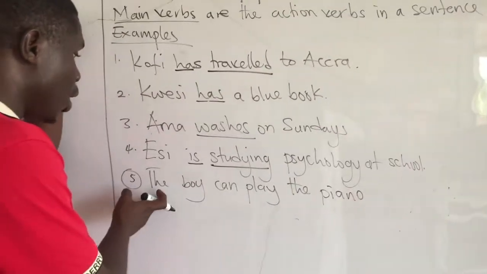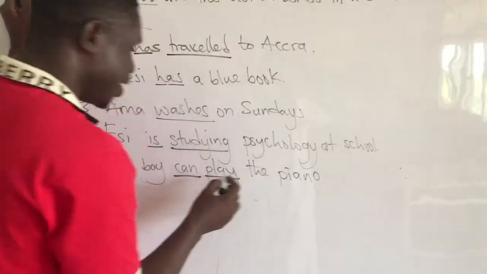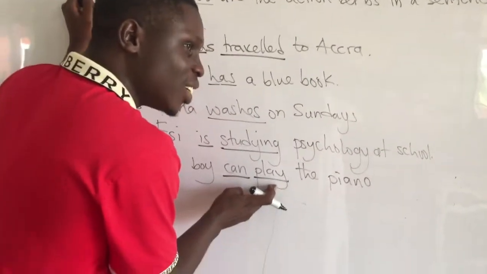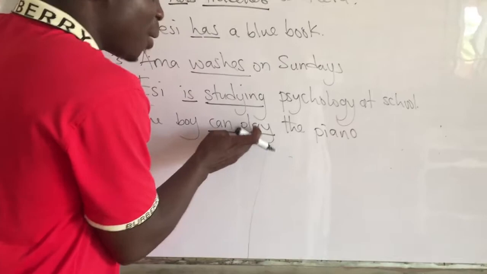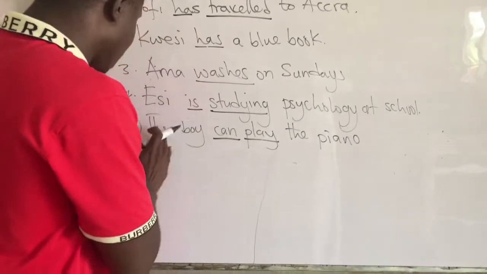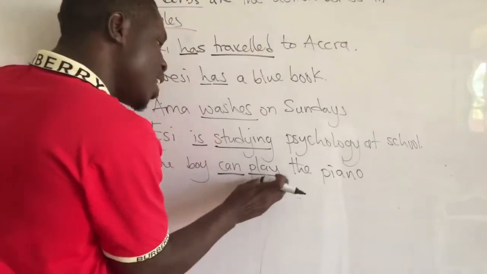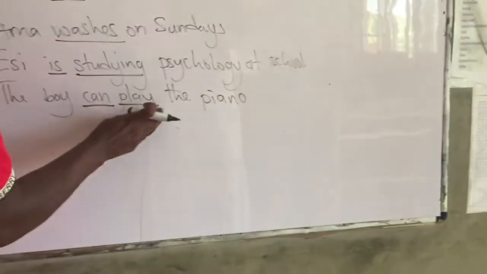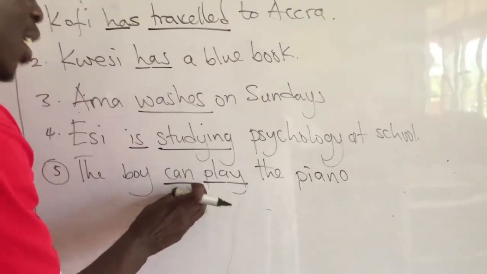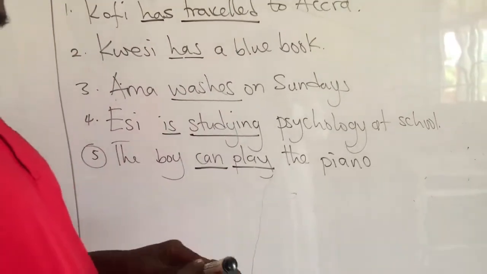The last example, the boy can play the piano. So can and play. Where it is clear that play indicates what? Action. Note, the boy can play the piano. Over here, play indicates what? Action. So it is clear that play becomes our main verb, and then can is our auxiliary verb, supporting play to express the tense. So basically that is it.